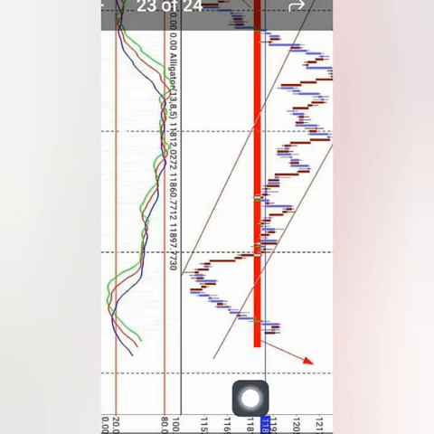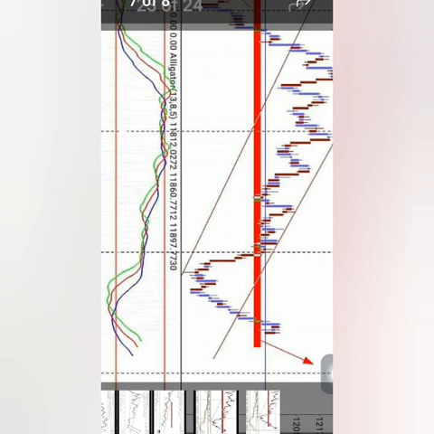So this is another one. I will show you the result of this trade now, because I took this trade the day before yesterday. I took this trade and I sent this chart to my group, but some people don't understand it.